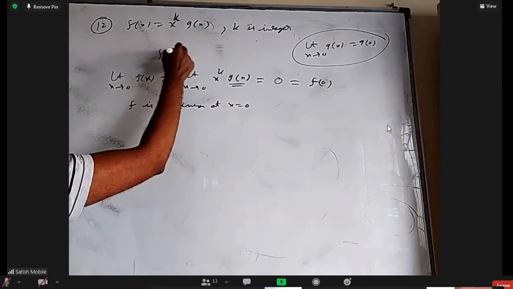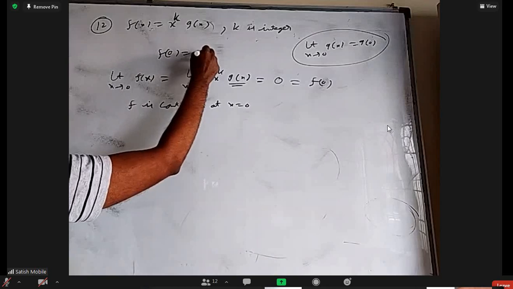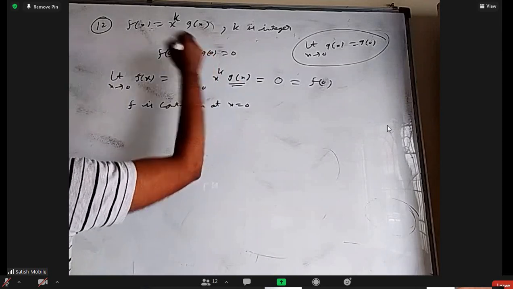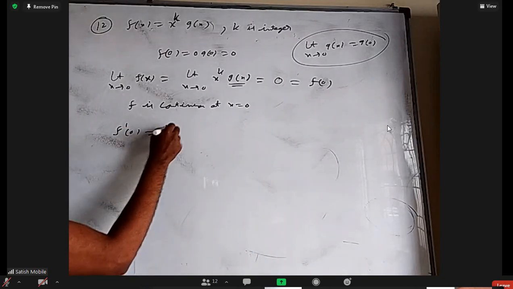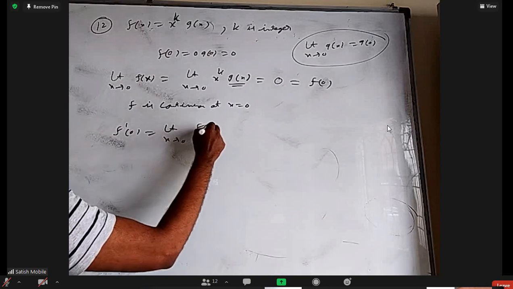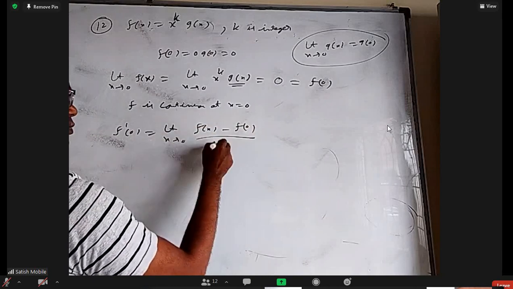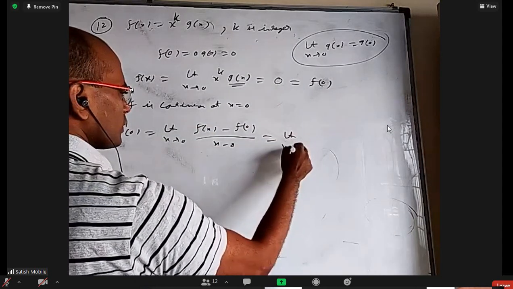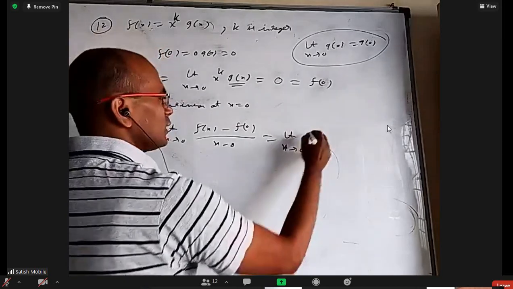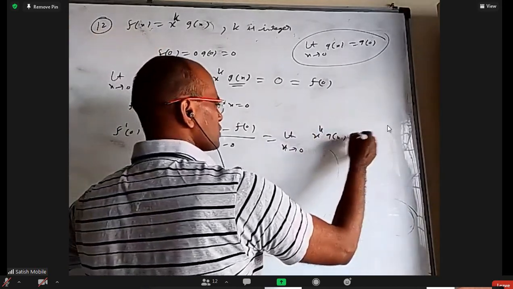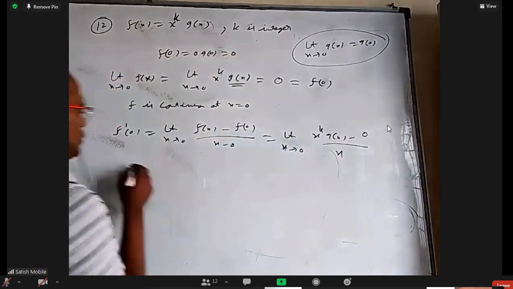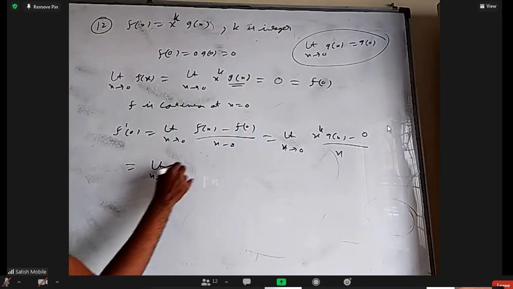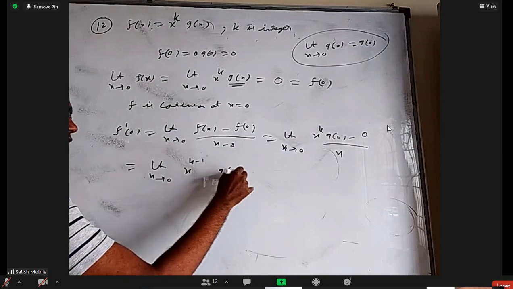So f of 0 is equal to 0, since f of 0 is 0 into g of 0, which is 0. Second, differentiability. F dash 0 is limit x tends to 0 of (f of x minus f of 0) by (x minus 0). That is limit x tends to 0 of (x power k g of x minus f of 0, which is already proved to be 0) by x. So it is limit x tends to 0 of x power k minus 1 into g of x.